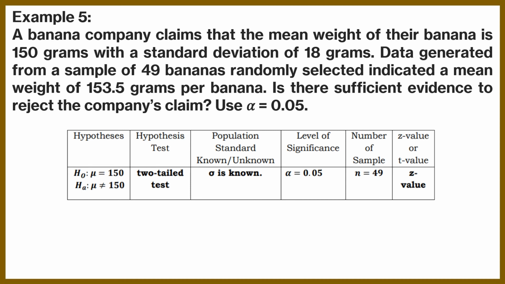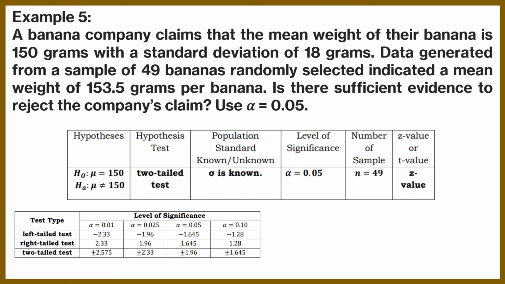So, the null hypothesis natin is the mean is equal to 150 and the alternative hypothesis is the mean is not equal to 150. Therefore, it is a two-tailed test, not equals yung ginamit natin. So, the hypothesis test is a two-tailed test, population standard deviation is known, and at significance level 0.05, the number of samples is 49. So, we have to use the z value. Okay. So, using the z value table, 0.05 and two-tailed test, ang gagamitin natin is 1.96. So, the critical value to be used is 1.96.